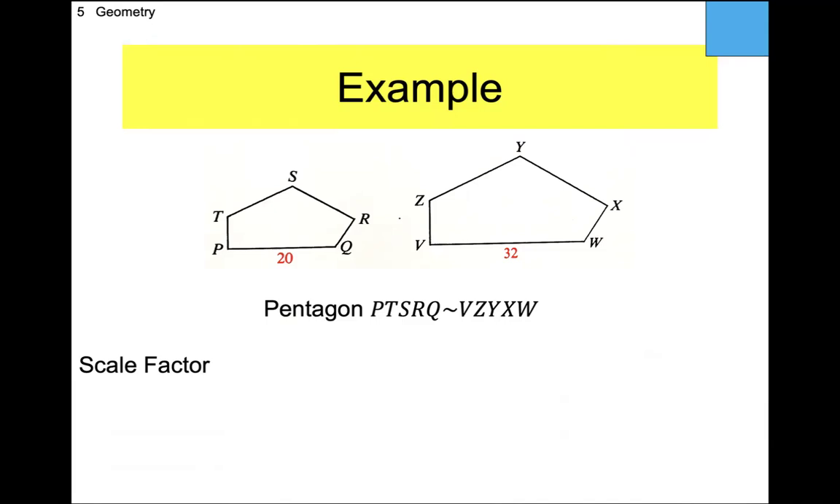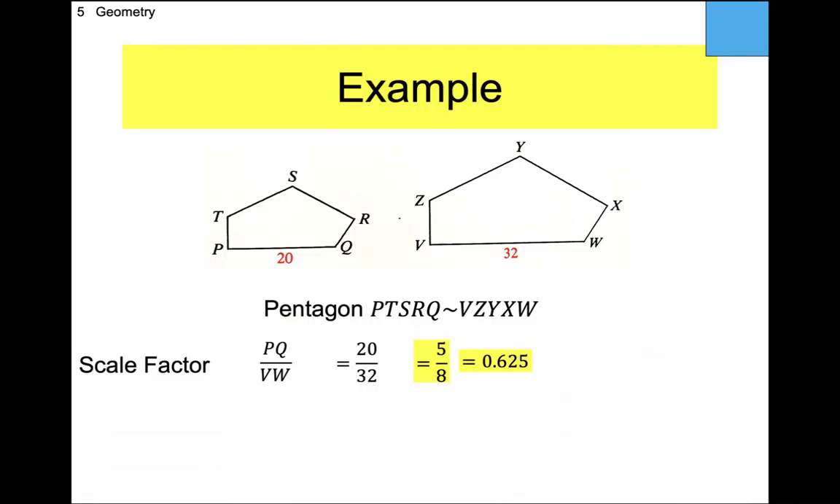So let's see. If I do small to big, right, that would be PQ over VW. That would be 20 over 32, which reduces to 5 over 8. And as a decimal, you'll see why I'm doing that here in a second, it's 0.625. So think about this, grab your calculators. If you multiply the big number 32 by the scale factor 0.625, you get the smaller number 20. Check that out with your calculator.